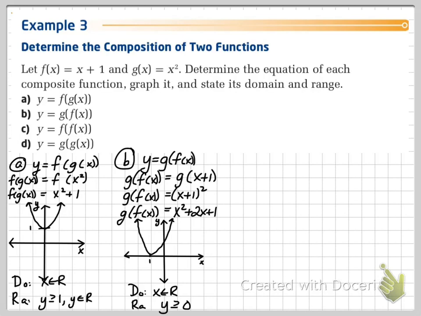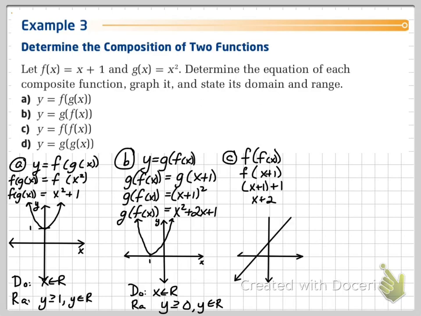For c, f of f of x. And this means we're going to take f of x and plug it into f of x. So you're going to get x plus 1, and you're going to plug that into x plus 1, and you're going to end up with x plus 2. That's going to simply be a line that looks like this. And from that line, you can tell that x can be any real number for the domain, and y is going to be any real number for the range.